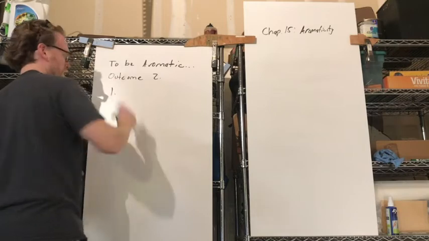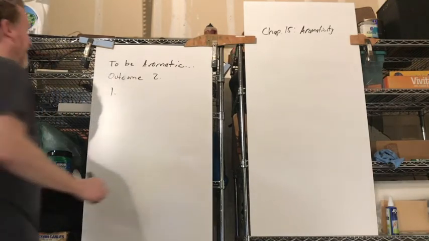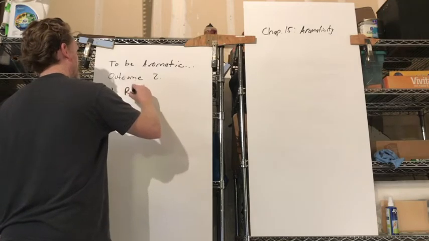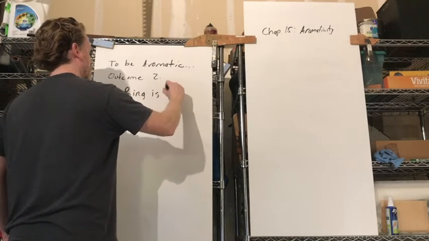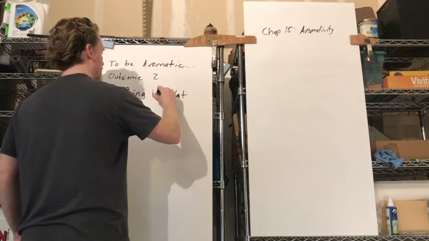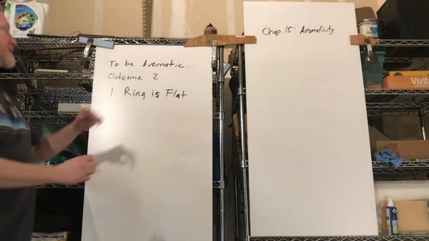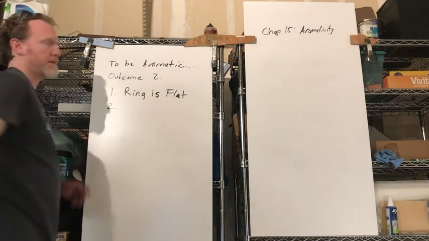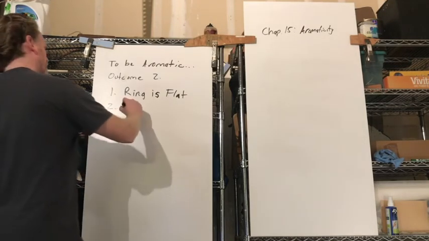Okay, first, ask yourself, can the ring be flat? The ring needs to be flat. So in order to be aromatic, you have to be a ring with conjugated pi bonding. And the ring has to be flat. If it's not flat, it can't be aromatic. Then you have to have all sp2 atoms around the ring.